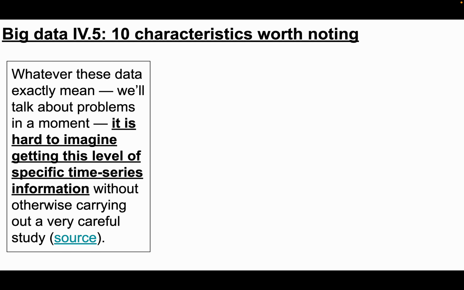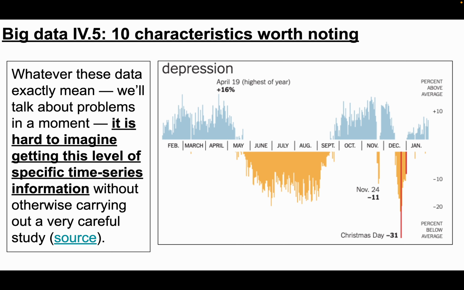It's, like I said before, pretty hard to imagine getting this level of specific time series information. So here's another example that I wanted to show. This is Google searches for depression at different times throughout the year. You can see that this is a way of very quickly getting a handle on a potential relationship between two variables that otherwise might be difficult, right?